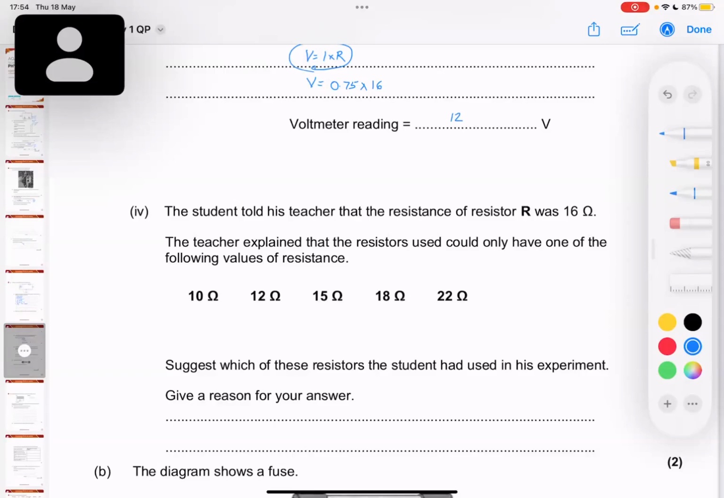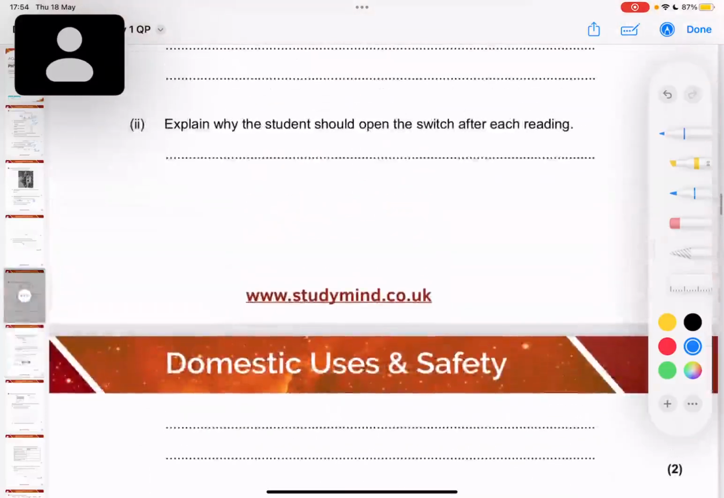If you had to guess, which one would you go for? 15? Yeah, exactly. So you'd go for 15 because it's the closest to 16, isn't it? So that would actually have gotten you marks if you just said, well, it can be 15 ohms instead of 16 because it's the closest to 16. But if you want to understand why, then think about why we were switching it off.